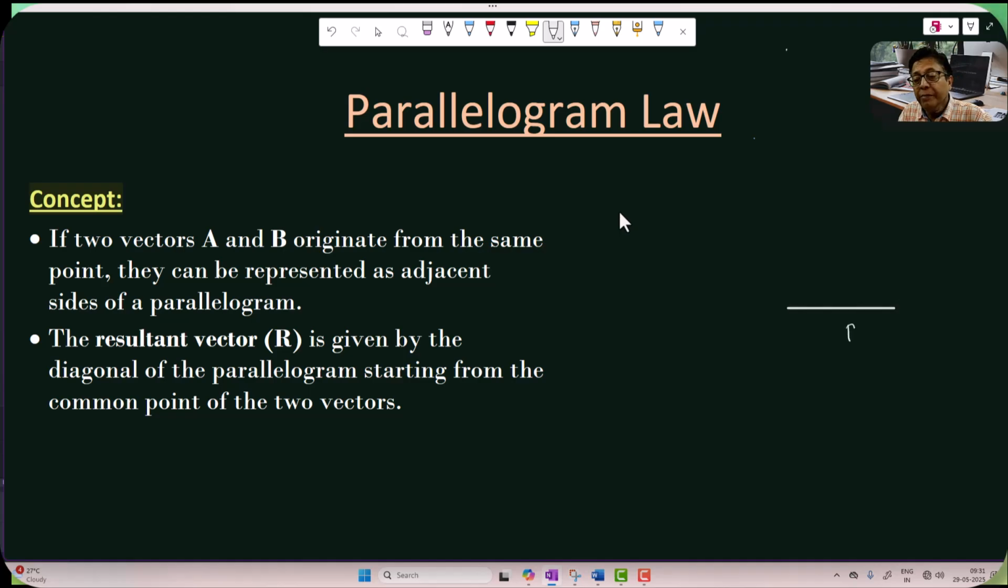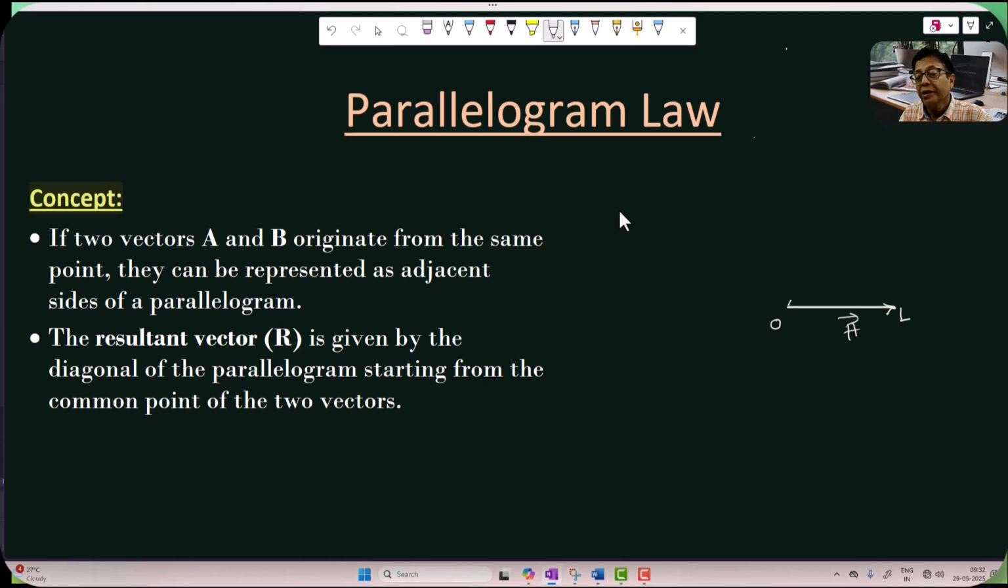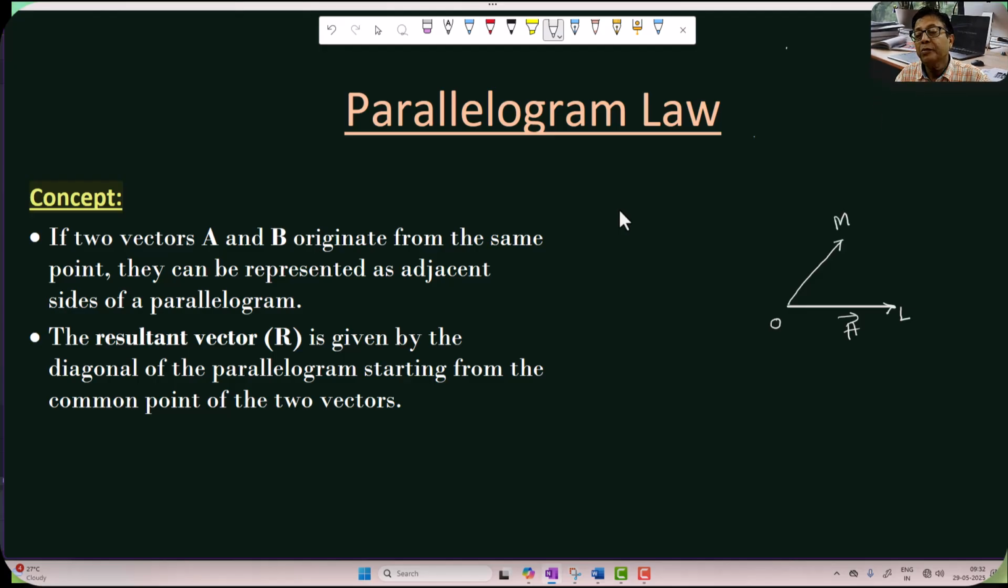Suppose there be two vectors A and B represented by this line segment OL. Take arrow always at the end of the vector. Even I do mistake sometimes, I put the arrow here and there, but that is not justified. This is the origin. Vector A is given by OL. And take another vector OM. This is vector B. They are starting from the same point.